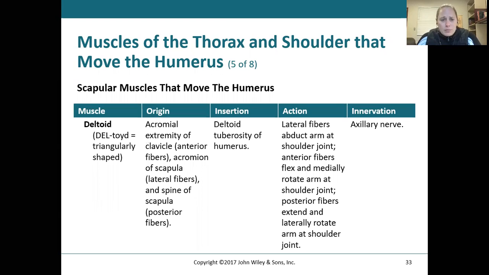Okay, the deltoid. The origin is the acromial extremity of the clavicle, acromion of the scapula, and spine of the scapula. The insertion is the deltoid tuberosity of the humerus. As for the action, lateral fibers abduct the arm at the shoulder joint. Anterior fibers flex and medially rotate the arm at the shoulder joint. Posterior fibers extend and laterally rotate the arm at the shoulder joint. The innervation is the axillary nerve.